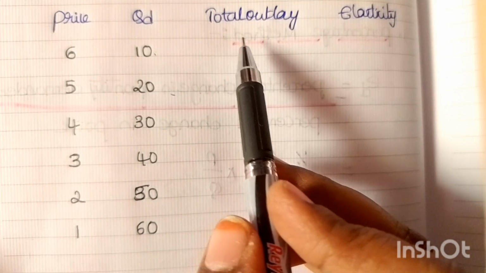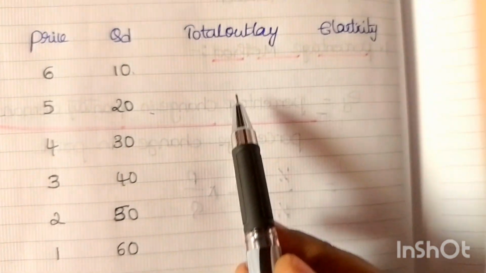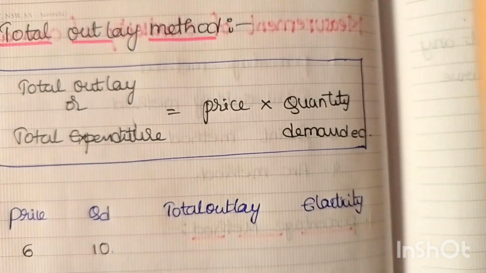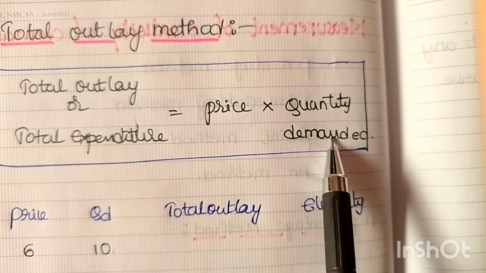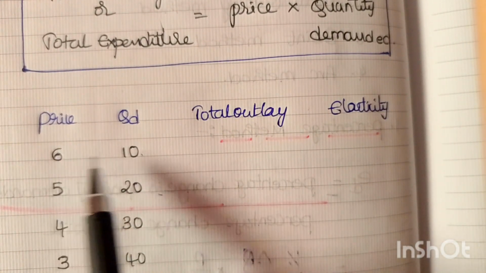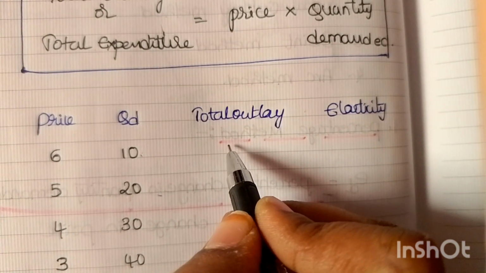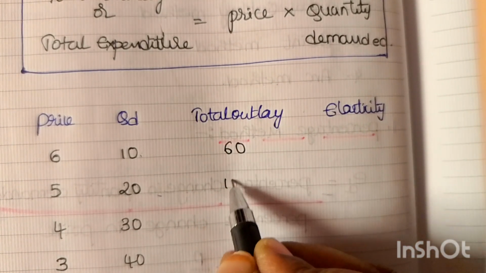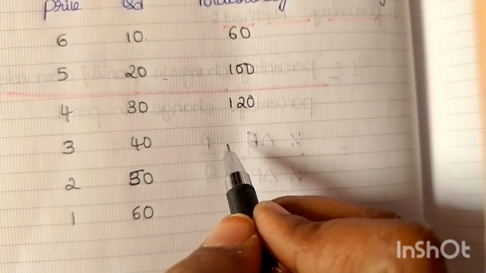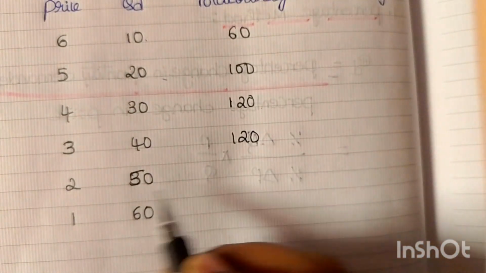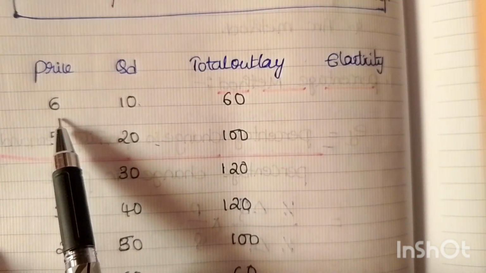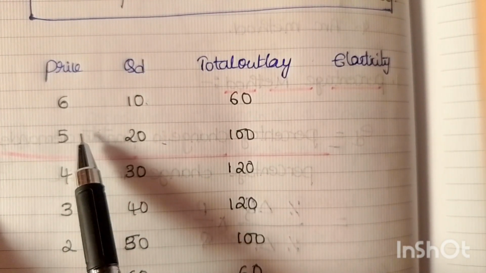Here the total outlay means price into quantity of demand. We multiply these two variables, the price and the quantity of demand. That gives 60, 100, 120, 120, 100 and 60. Now we will understand the concept of the total outlay method.